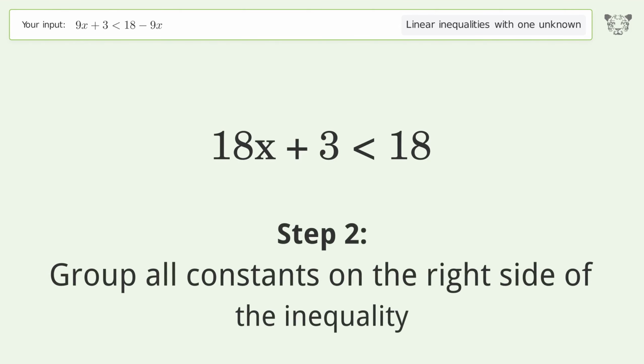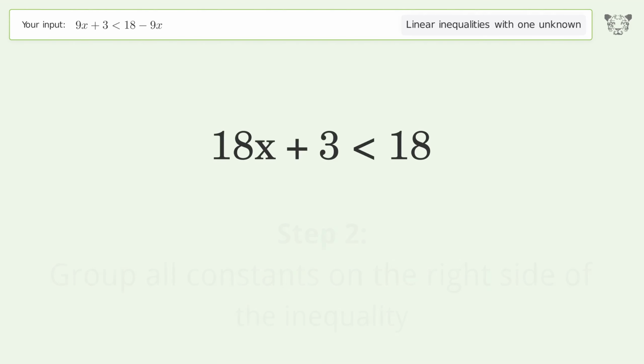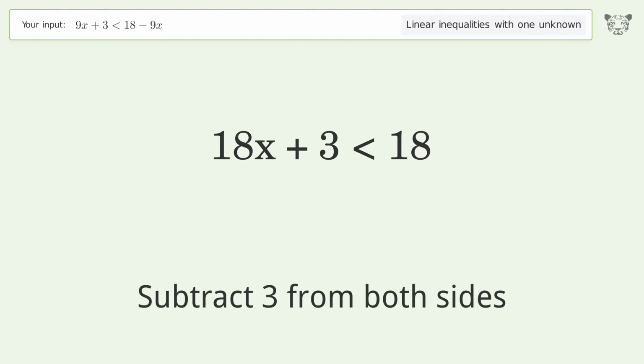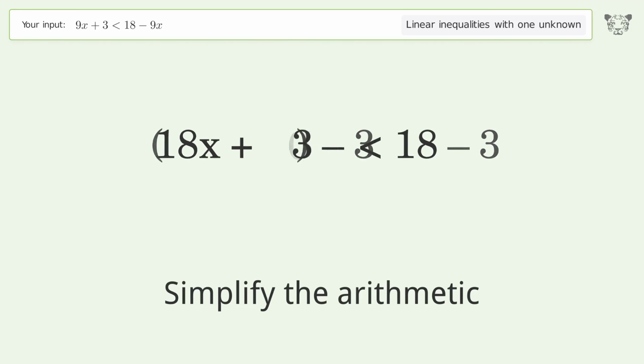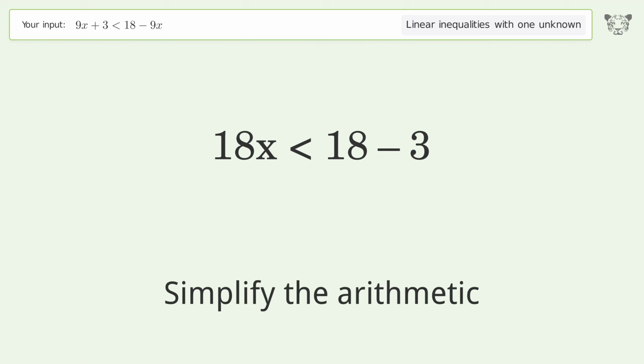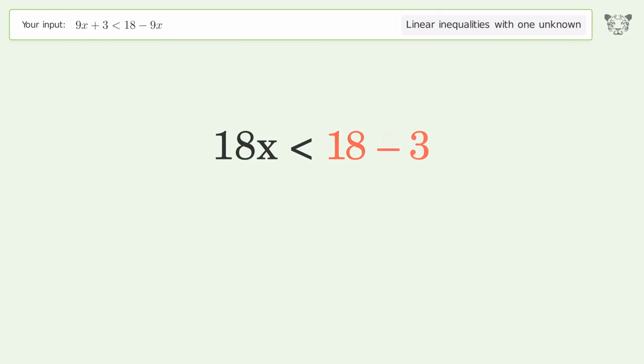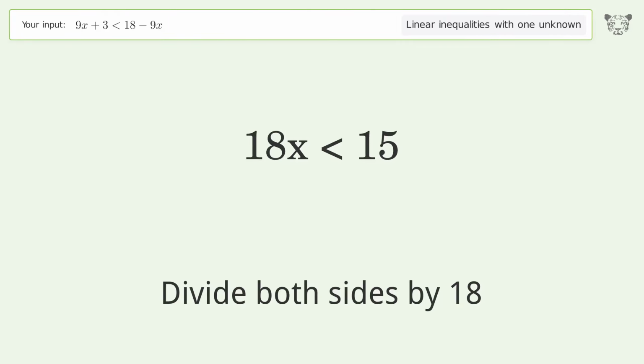Group all constants on the right side of the inequality. Subtract 3 from both sides. Simplify the arithmetic. Isolate the x. Divide both sides by 18.